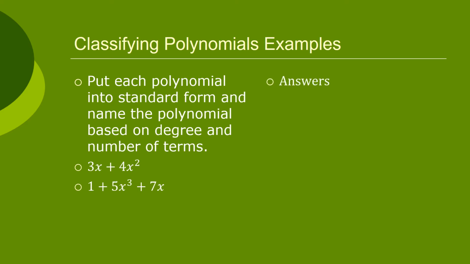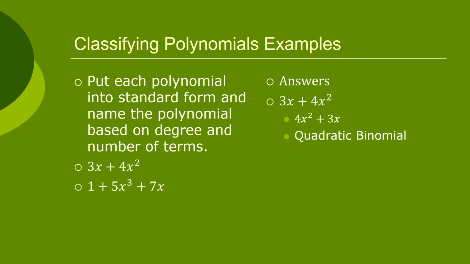Here are your answers. The first one, we need to switch those terms and put 4x squared before 3x. It's a two-termed polynomial, which makes it a binomial. And it's quadratic because it's of degree 2. The highest power of x in this case is 2. So it is a quadratic binomial.